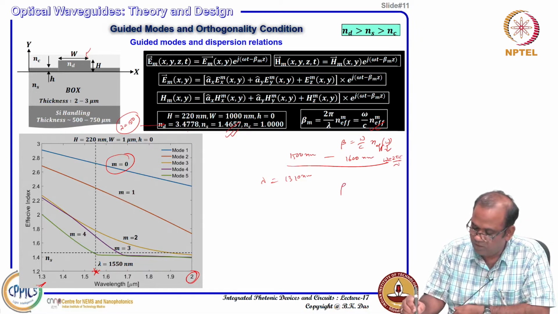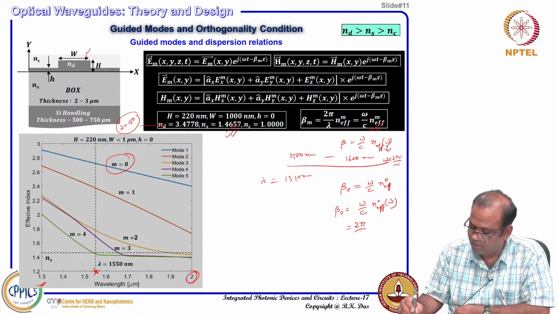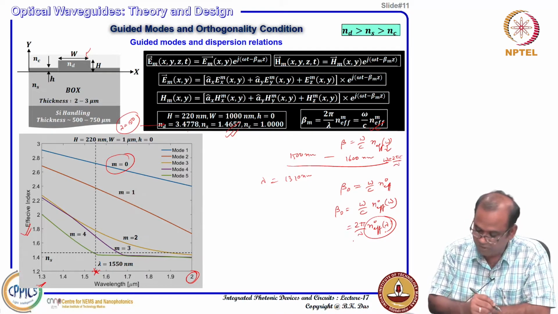If we concentrate on mode 1, that means beta 0, we are considering beta 0 equal to omega by c times n effective 0, or you can consider 2 pi by lambda times n effective 0. So, if you vary the lambda, then you calculate n effective. Then that n effective versus lambda curve we are plotting here. You are tuning the lambda value and you are calculating the effective index.